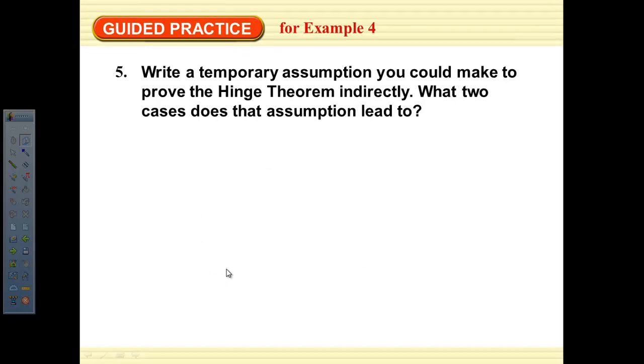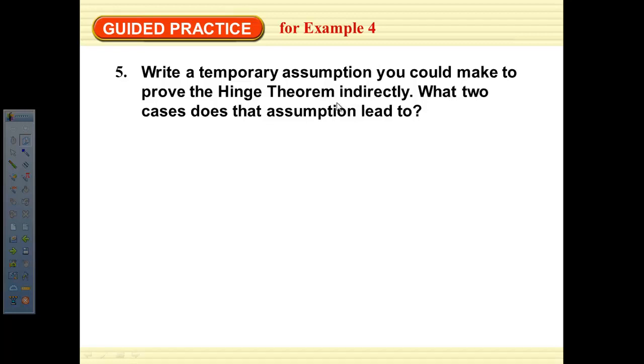And then for this last part, the hinge theorem tells us that if two sides on one triangle are congruent to two sides on another triangle, and the angle in between on one triangle is bigger than the angle on the second triangle, then the opposite sides have that same relationship, where the first side is bigger than the second side. So we want to prove the opposite of that.